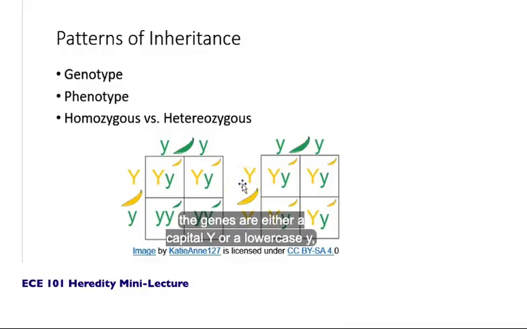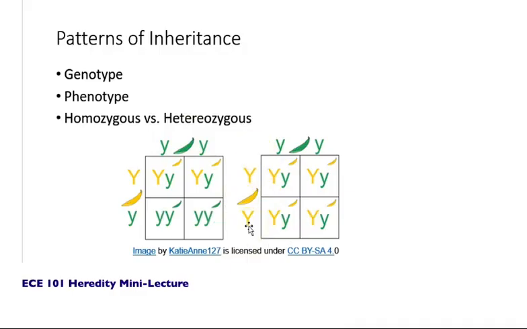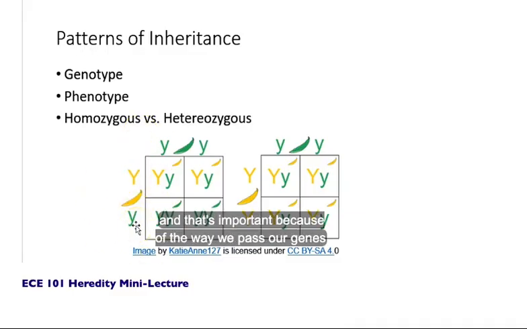the genes are either a capital Y or a lowercase y, and they've also color-coded them for us to make it a little bit easier to see. So if you have two copies of the lowercase y, that green lowercase y, you are homozygous. Or if you have two copies of this uppercase Y, that happens to be yellow, you are homozygous. If you have two different copies of the gene, so on one chromosome you have an uppercase, and on the other you have a lowercase, that makes you heterozygous. So you can see that here. There's an uppercase Y and a lowercase y. And that's important because of the way we pass our genes on and what we express. So let's look at that on the next slide.